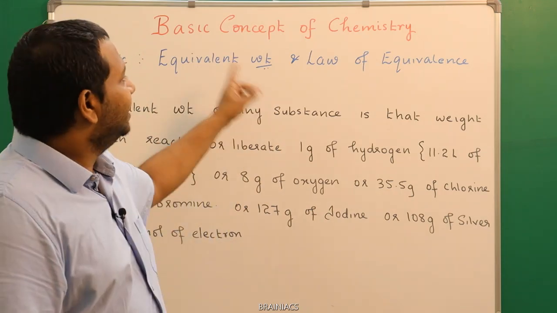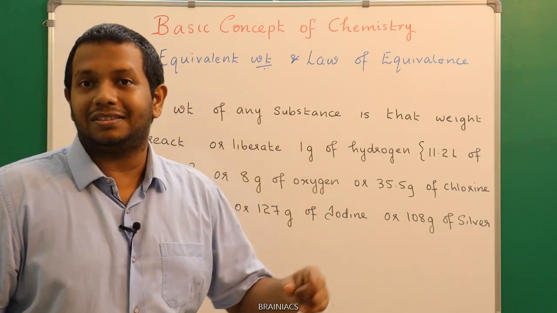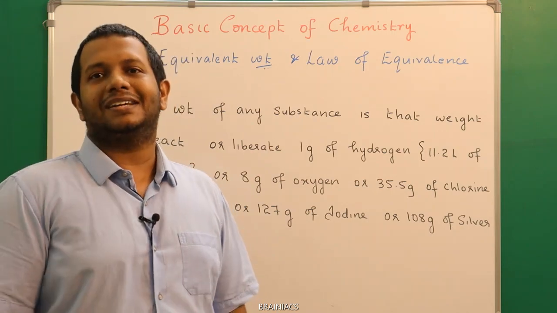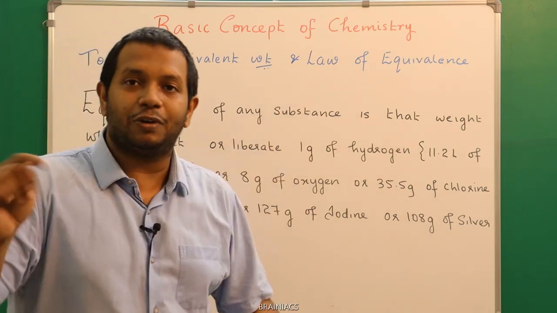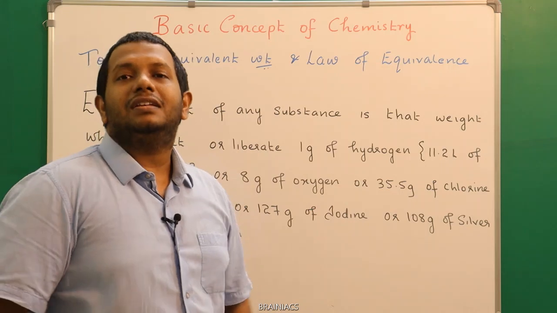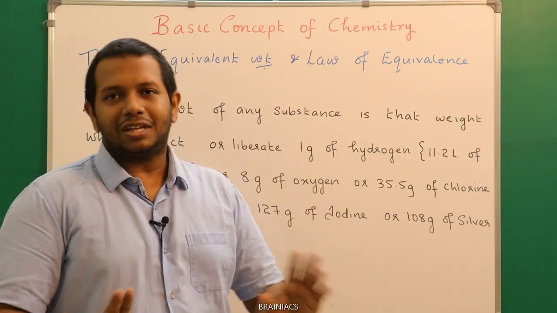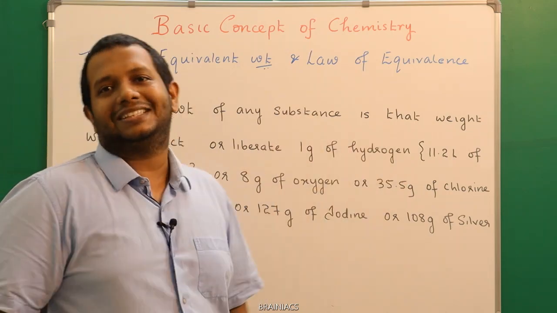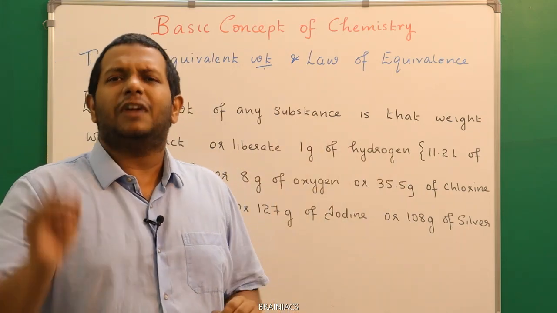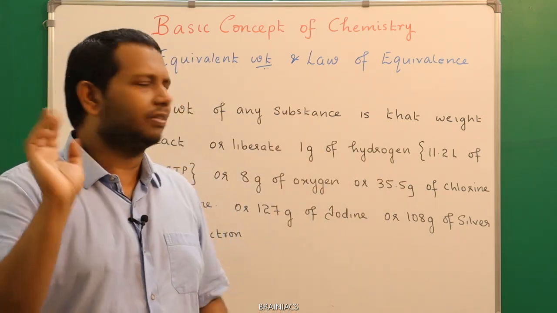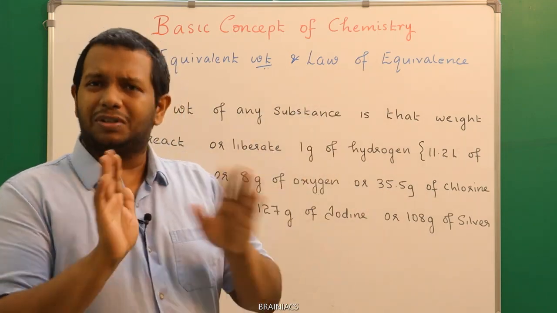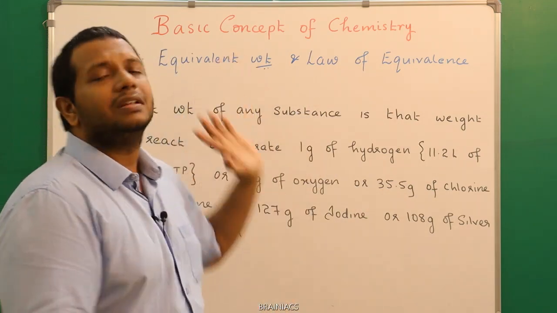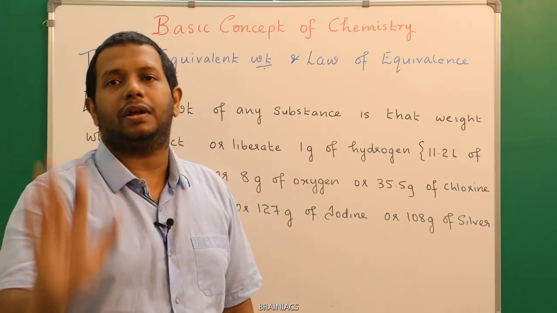Understood? The challenge in the stoichiometric method is balancing the chemical equation, and the challenge in the law of equivalence is what? Finding the equivalent weight. Both have challenges. Okay, whichever challenge is easier for you, you can adapt to that. But I will always say, if the equation is complex, always apply the law of equivalence. If the equation is simple, always apply the concept of stoichiometry.